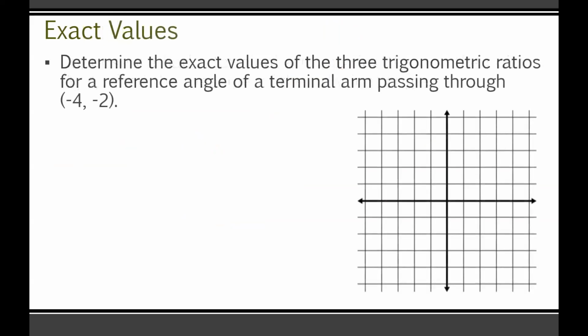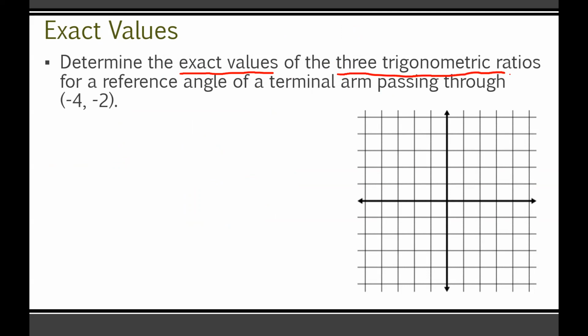Let's move on. So next question: determine the exact values of the 3 trigonometric ratios for a reference angle of a terminal arm passing through (-4, -2). A lot of words in this one. We did questions like this yesterday. Basically the most important part of this question is the words "exact value." That just means if you ever have to square root a messy number, you just leave it as a square root. We'll get to that in a second.